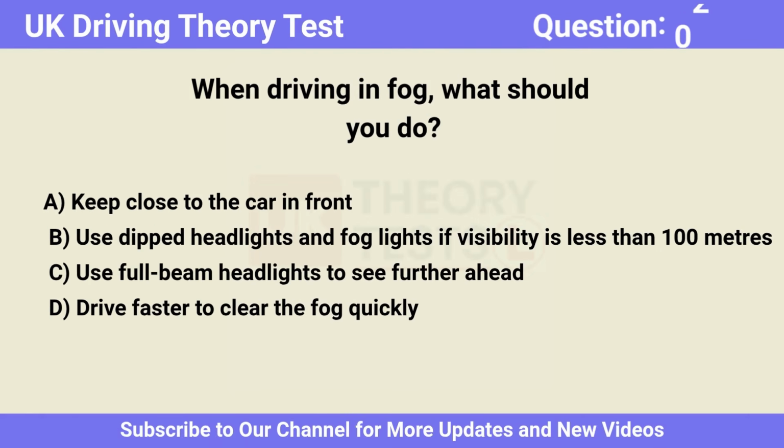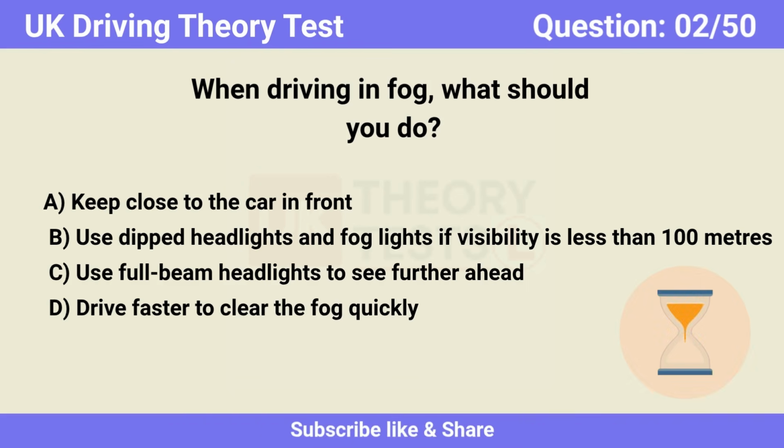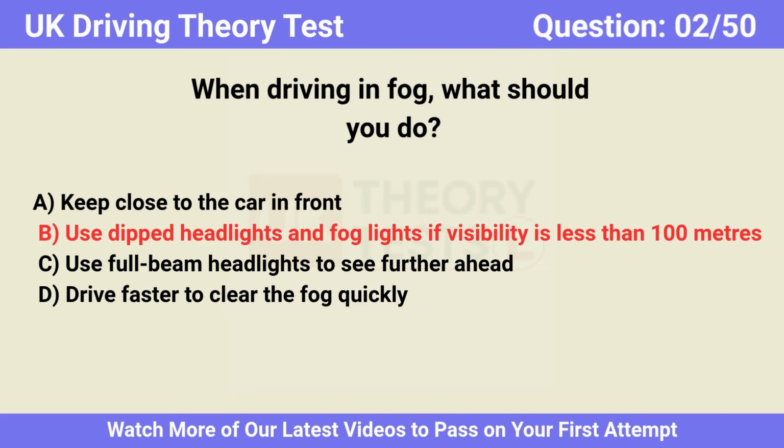When driving in fog, what should you do? A. Keep close to the car in front. B. Use dipped headlights and fog lights if visibility is less than 100 meters. C. Use full beam headlights to see further ahead. D. Drive faster to clear the fog quickly. Correct option is B. Use dipped headlights and fog lights if visibility is less than 100 meters.